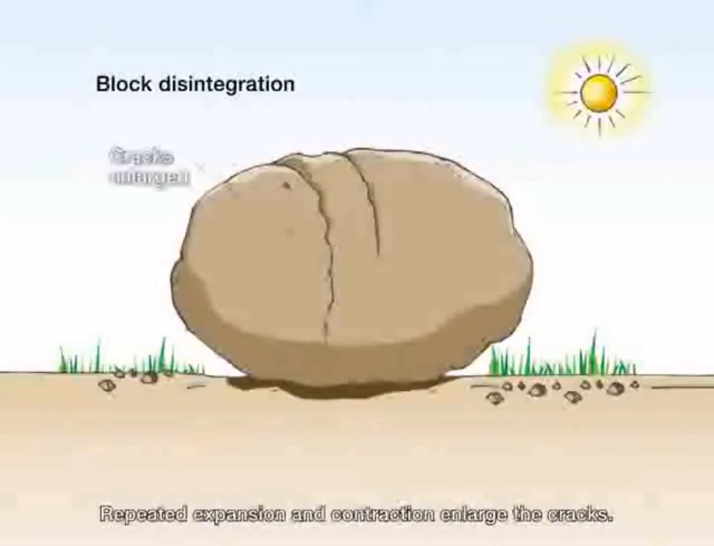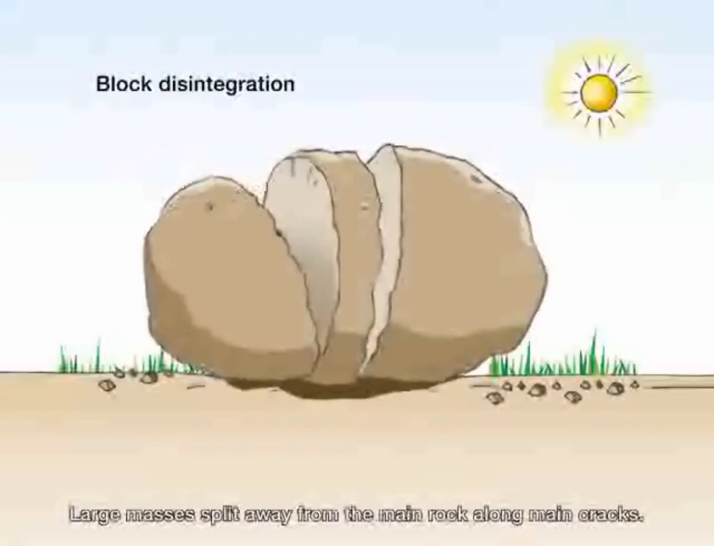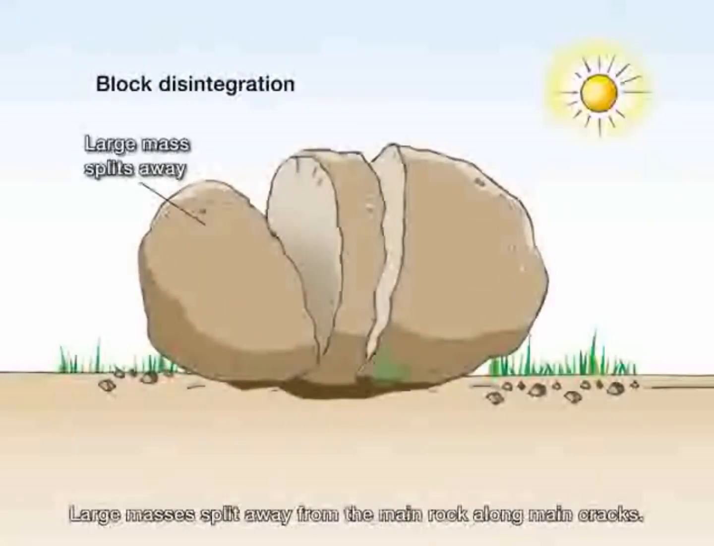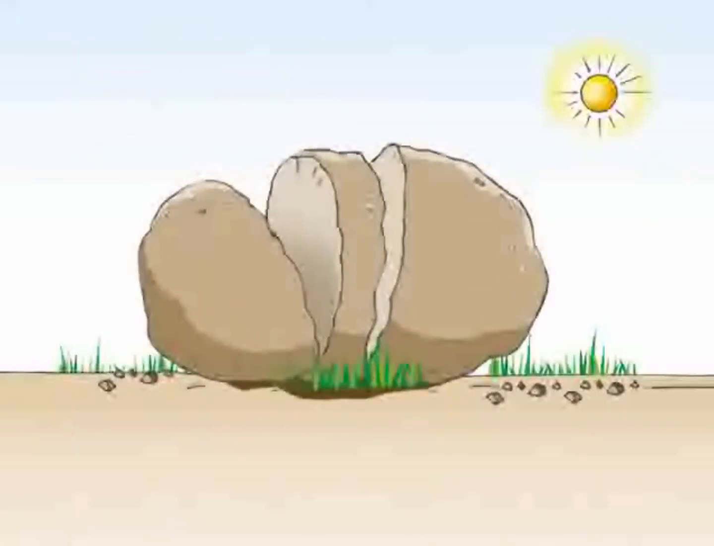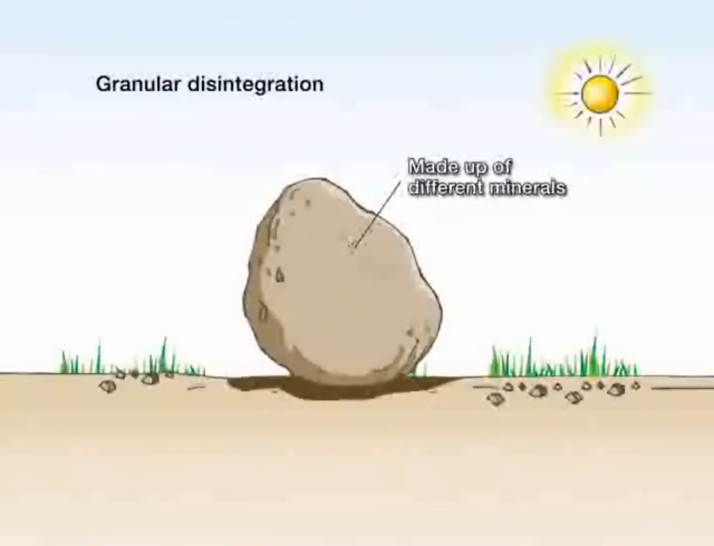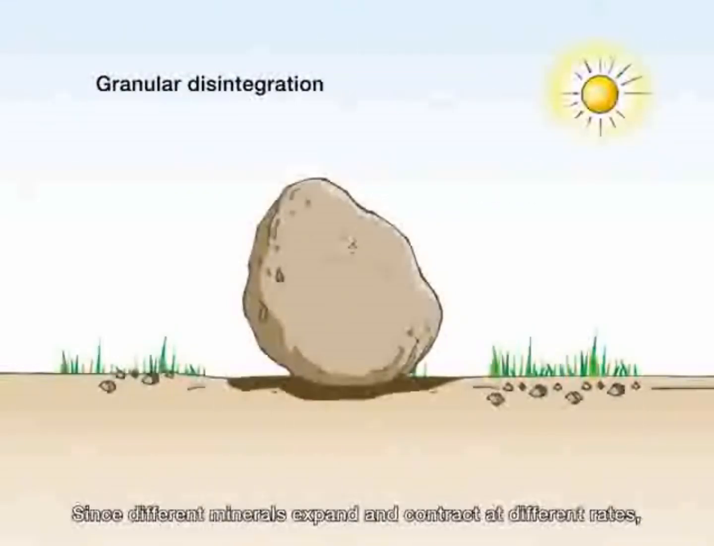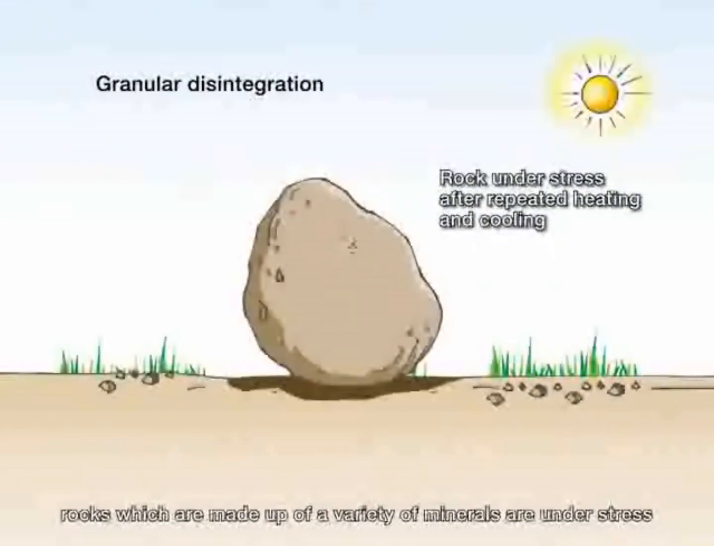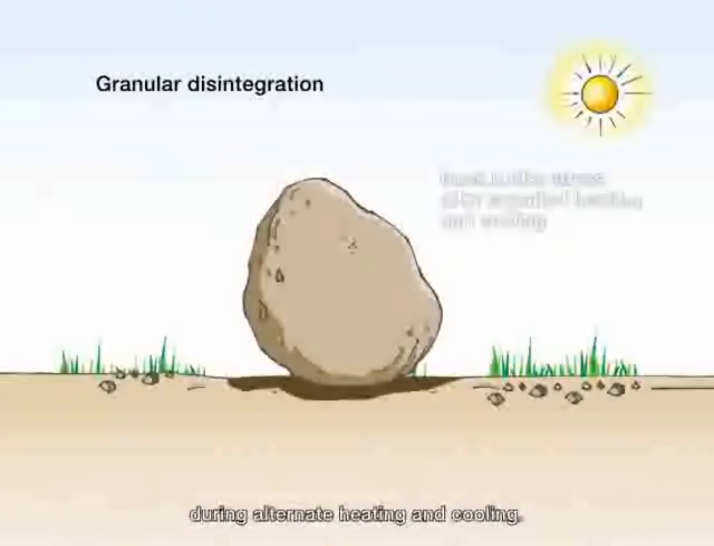Block disintegration occurs on rocks with cracks. Repeated expansion and contraction enlarge the cracks. Large masses split away from the main rock along main cracks. Rock breaks into blocks. Granular disintegration occurs on rocks with different minerals. Since different minerals expand and contract at different rates, rocks which are made up of a variety of minerals are under stress during alternate heating and cooling.